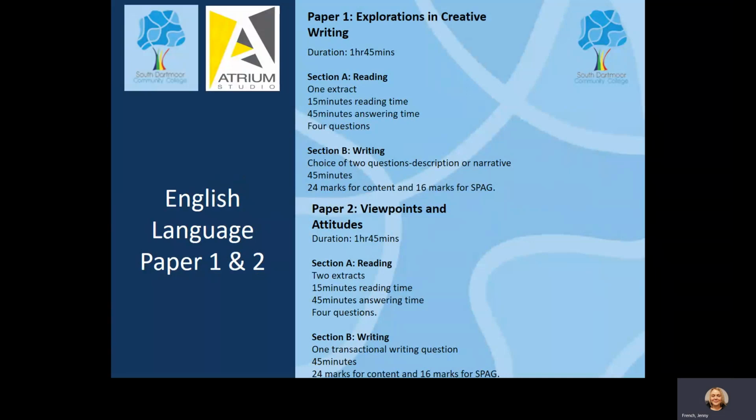Paper two is a tricky customer. It's two extracts instead of one and it's the same amount of time. However, we still have the 15 minutes reading time, which is good, but the writing students seem to find a lot more accessible. This is where you may be asked to write a speech, a letter, an article, and you might be asked to argue, persuade, and we have even seen explain your point of view. This is a question that students quite often like, they enjoy because they get to have their say.